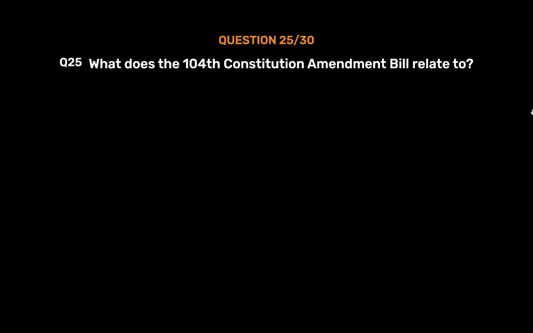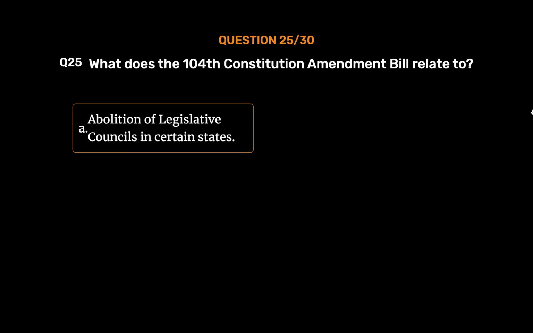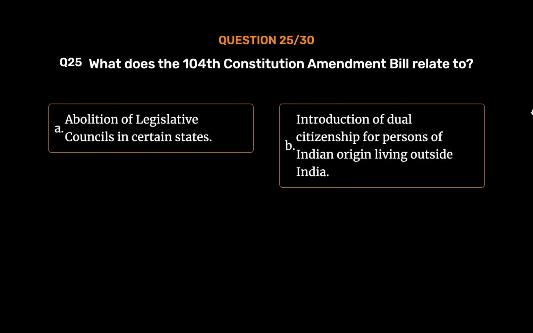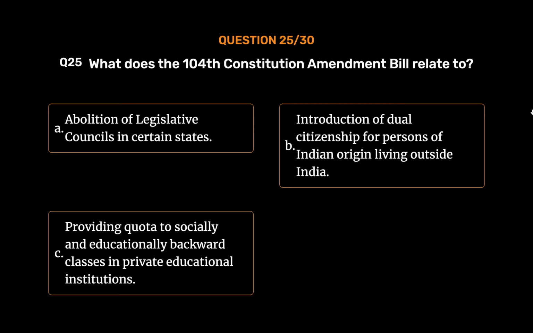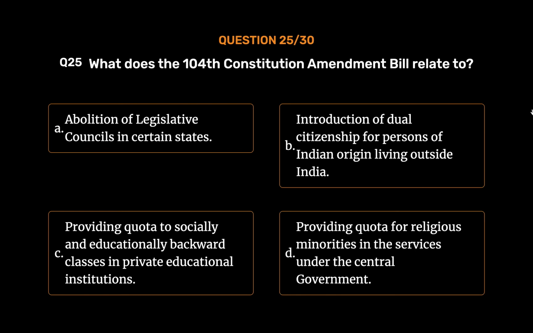Question number 25. What does the 104th Constitution Amendment Bill relate to? Option A. Abolition of legislative councils in certain states. Option B. Introduction of dual citizenship for persons of Indian origin living outside India. Option C. Providing quota to socially and educationally backward classes in private educational institutions. Option D. Providing quota for religious minorities in the services under the central government. The correct answer is Option C.